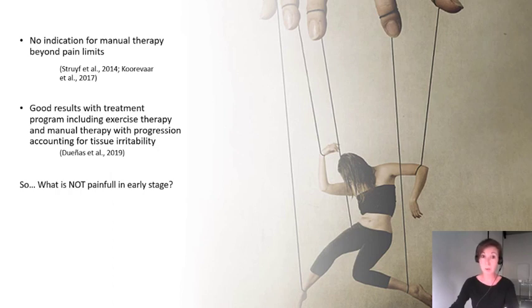Instead, there were good results with a treatment program from Dueñas and his colleagues, amongst others Philippe Streff, who investigated a combination of exercise and manual therapy with progression accounting for tissue irritability. So you select your techniques of manual therapy and your exercises based on what the patient can bear. So now we have to think: what is not painful in the early stage? What is a window of opportunity? What can we do in our patient?